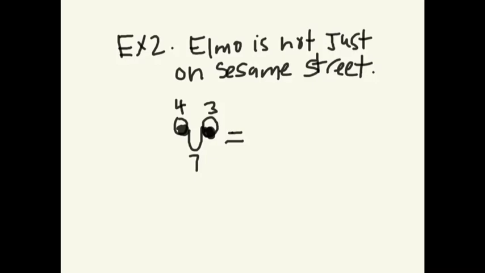An Elmo. An Elmo is not just on Sesame Street. For all of you watching, you should be giggling now. That was funny. But we remember that the Elmo was really pretty simple. It's kind of like 1, 2, 3. You just add them together. So I'm just adding 4 plus 7 plus 3. When I add those delightful numbers together, I get 14. And that's it.